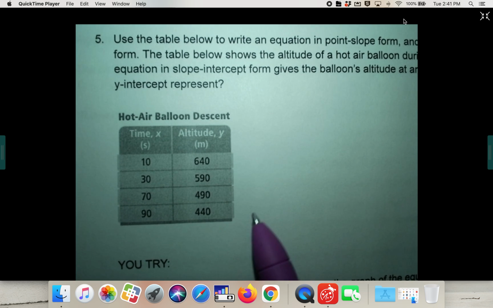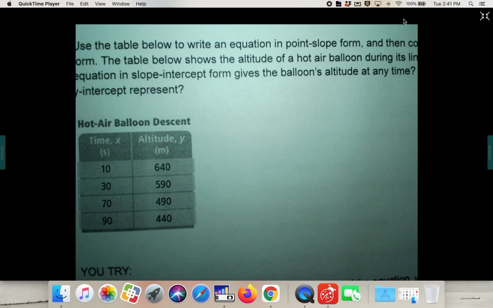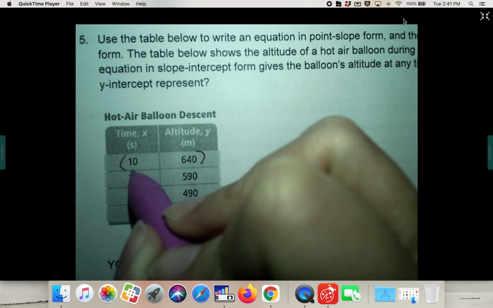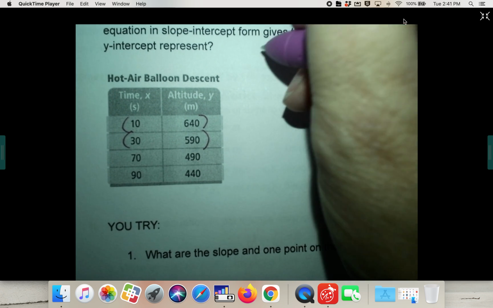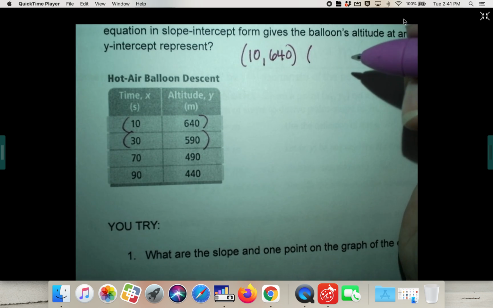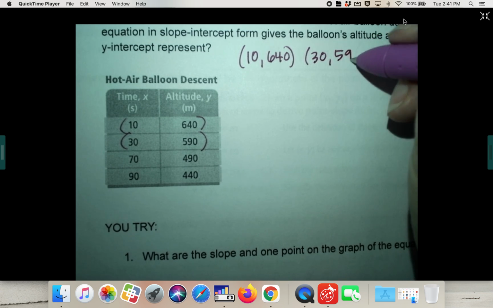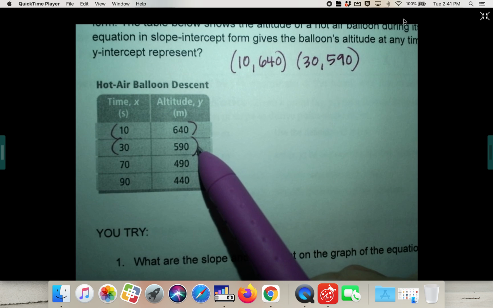Use the table below to write an equation in point slope form. Convert it to slope intercept form. So, you guys have a little bit of work cut out for you. First, let's take 2 of these points and just call it my 2 points. Let's say 10, 640, and let's say 30, 590. Doesn't matter which points you choose. I just chose those because they were the first two.